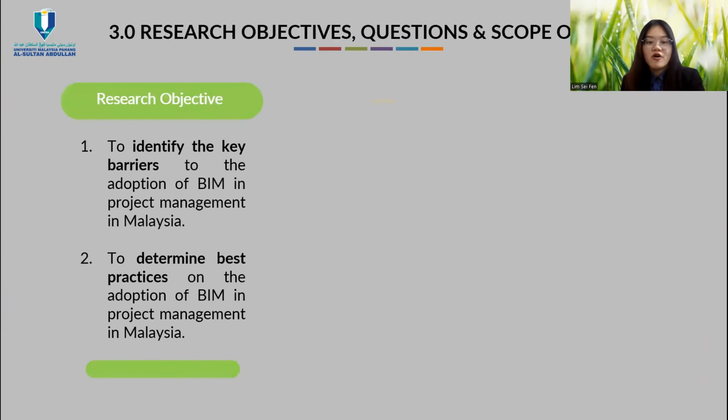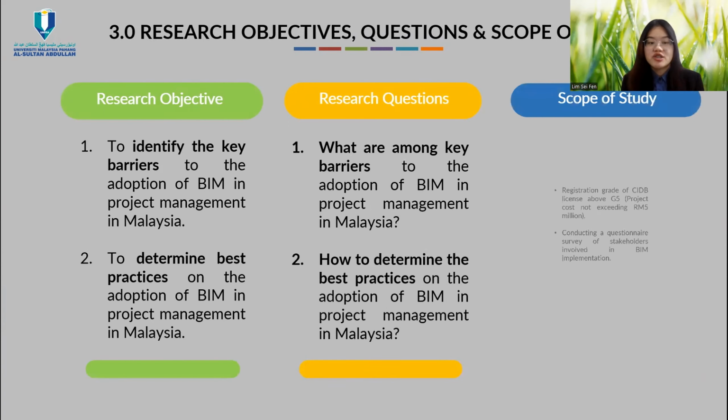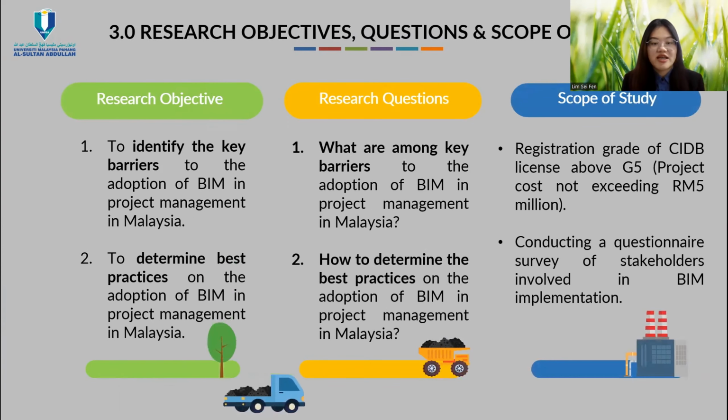Now, let's move on to the research objective and research questions that will guide the investigations throughout my research. The two objectives of this study are to identify the key barriers and to determine the best practices on the adoption of BIM in project management in Malaysia. To achieve these two objectives, we have formulated research questions to guide our study, which are: what are the key barriers, and how can we determine the best practices on the adoption of BIM in project management in Malaysia?